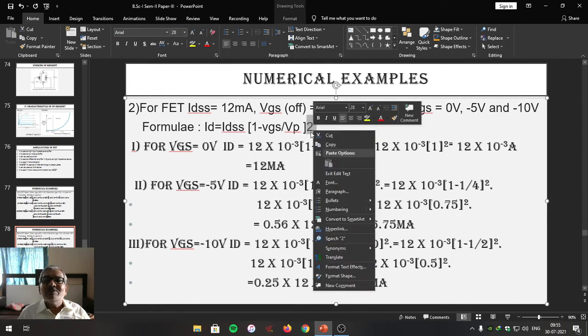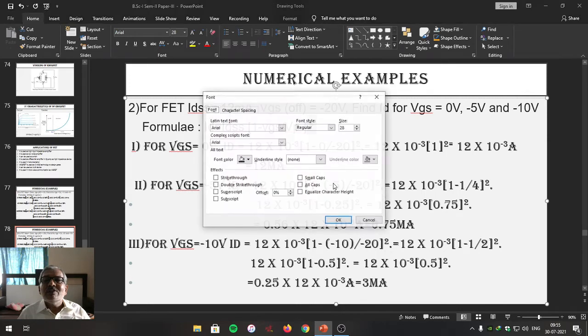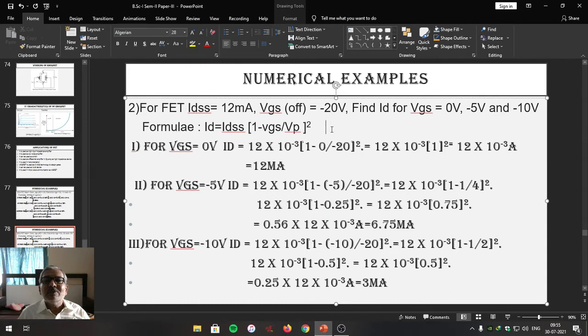Same formula is there. Same calculations are to be done. Similar way we have to proceed. Only the values are going to change. So for VGS equal to 0 volt, IDSS is 12 milliampere, that is 12 into 10 raised to minus 3 into bracket 1 minus VGS, which is 0 volt, upon minus 20, it is 0, that is 12 into 10 raised to minus 3 into 1 square, that is equal to 12 into 10 raised to minus 3 ampere, that comes to be 12 milliampere.